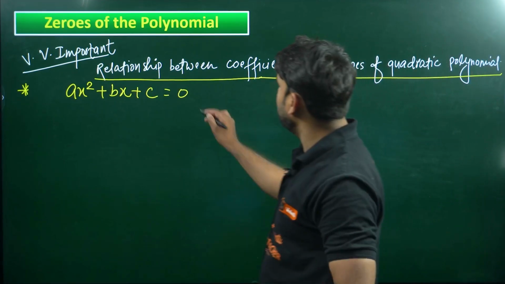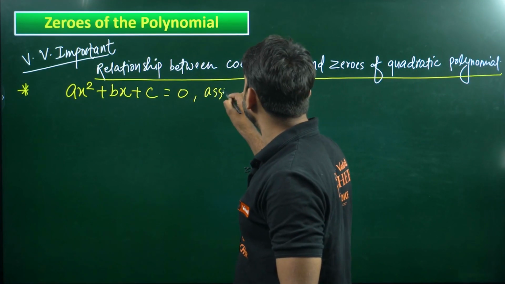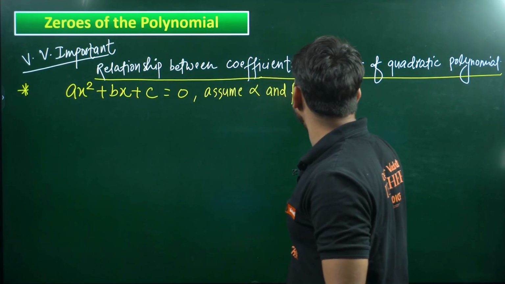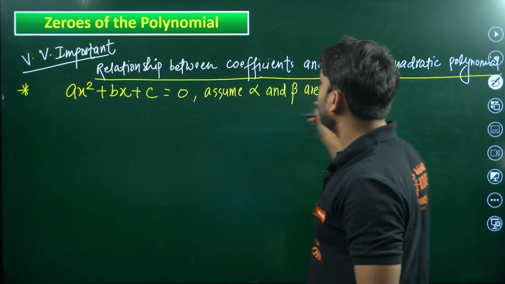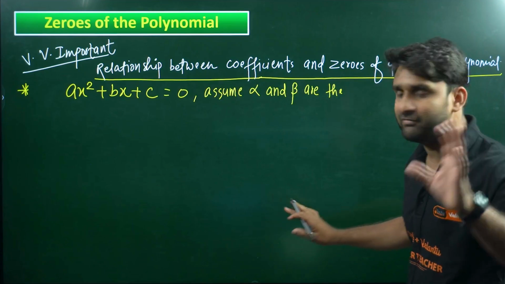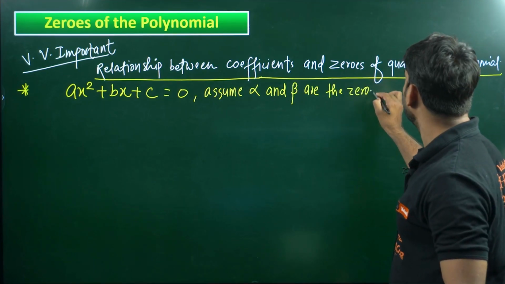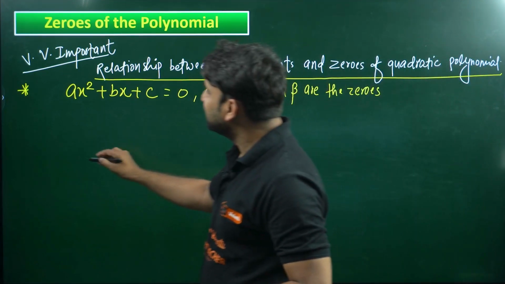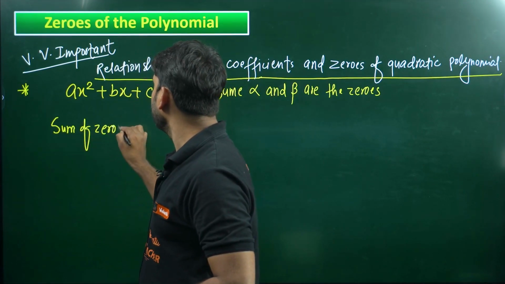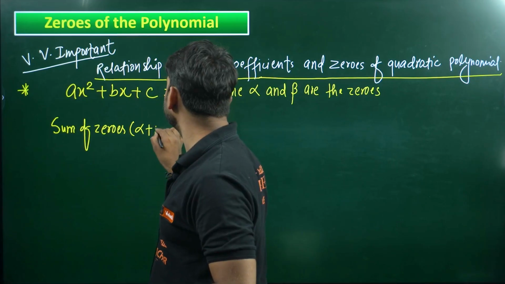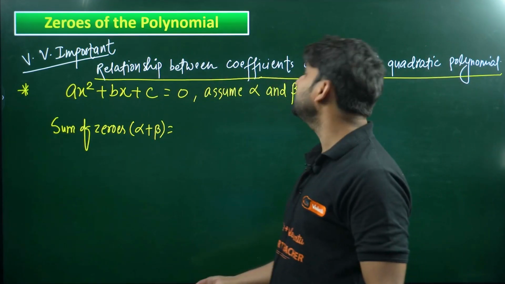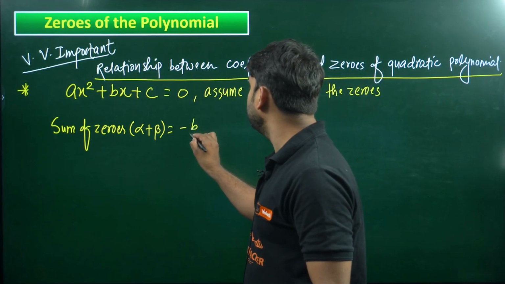and let's assume alpha and beta are the zeros. We all know if we are dealing with quadratic polynomials, there will be two zeros. So we are assuming that alpha and beta are the zeros. So the sum of zeros, alpha plus beta, is equal to, my dear champion, minus b by a.